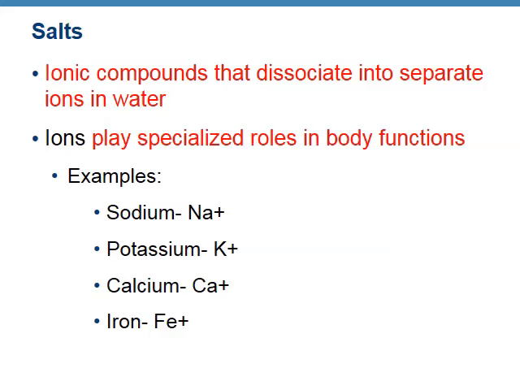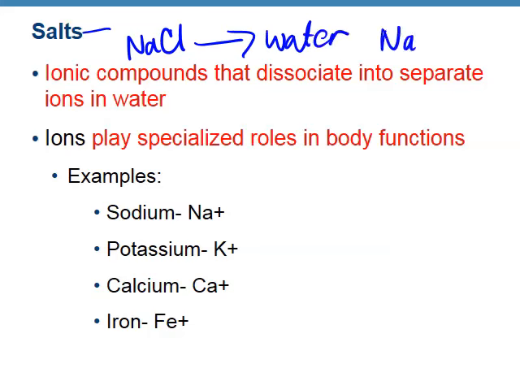The next topic is salts. Salts are ionic compounds that dissociate into separate ions in water. So we've already seen salt, right? We saw our sodium chloride. What they're saying is if I take this sodium chloride and I put it in water, I can pull apart those individual ions. Remember, the sodium gave up an electron, so it became more positive, and the chlorine took on an electron, so it became negative.